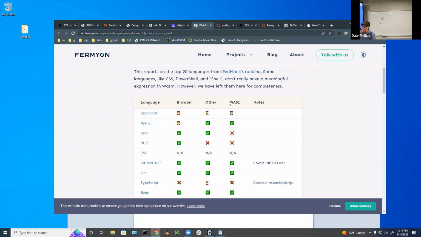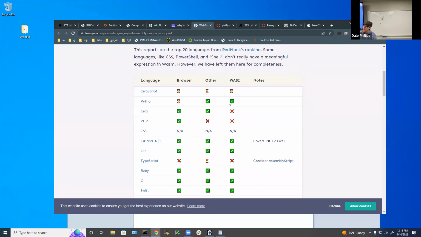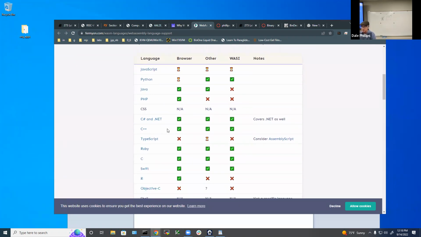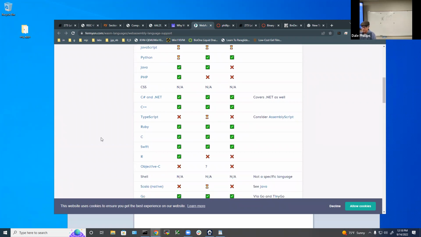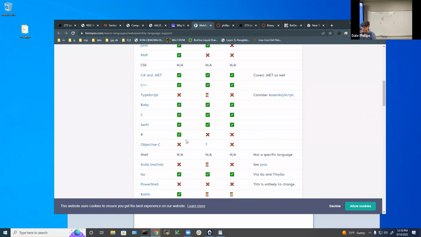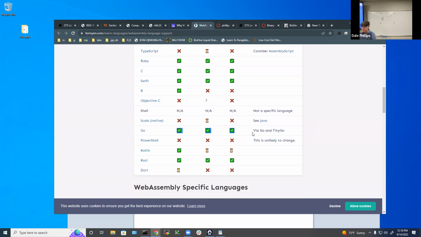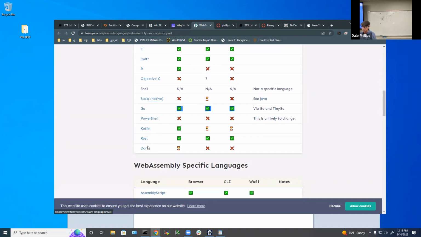And the WASI is kind of a way to create APIs, okay? C++ is there. Ruby, C, Swift. That was a surprise to me. R runs in the browser. This is not a surprise. Go, Kotlin, and Rust. That's also not a surprise.